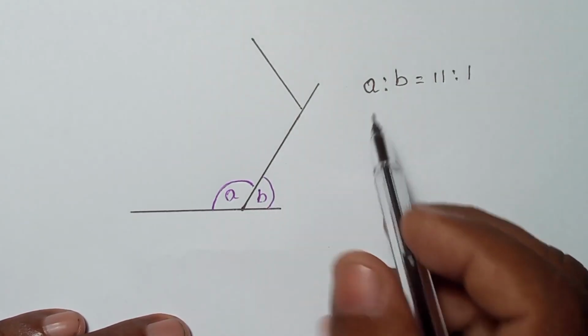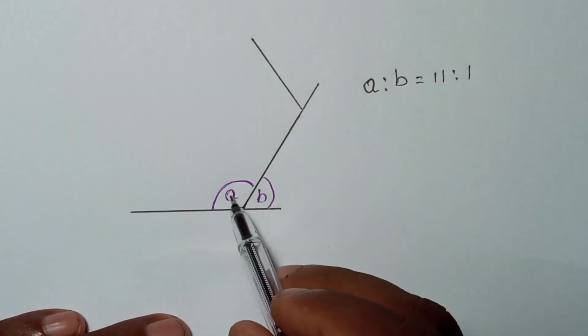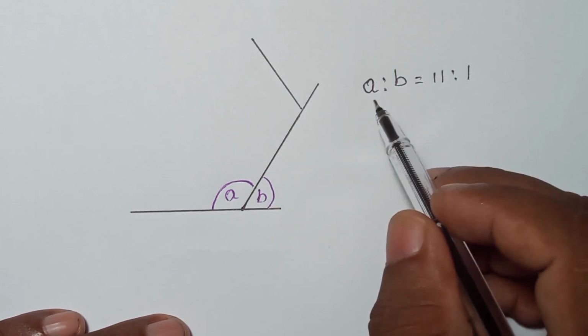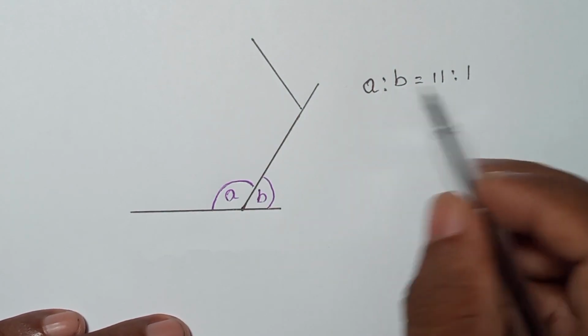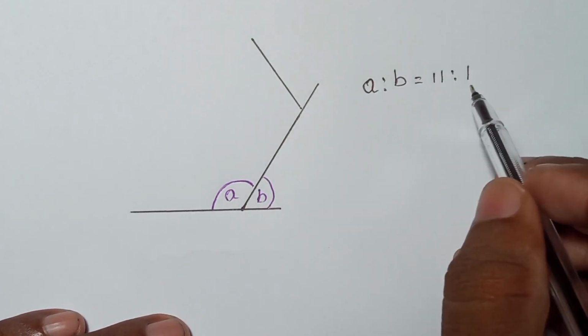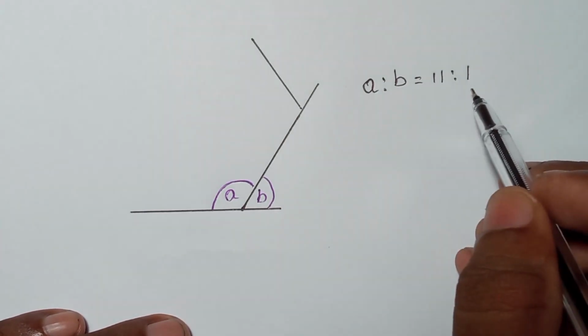Now here they tell us A is to B. That means this interior angle and exterior angle values, size, magnitude are in this ratio. This size to this size is 11 to 1. It's like that. Very simple idea.